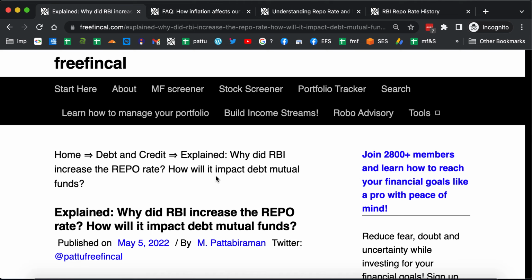Gilt funds will suffer. They may not crash, but they will have a sustained scenario of not much return. And so it's going to be a frustrating hold for gilt fund investors. I'll talk about that also in a separate video.